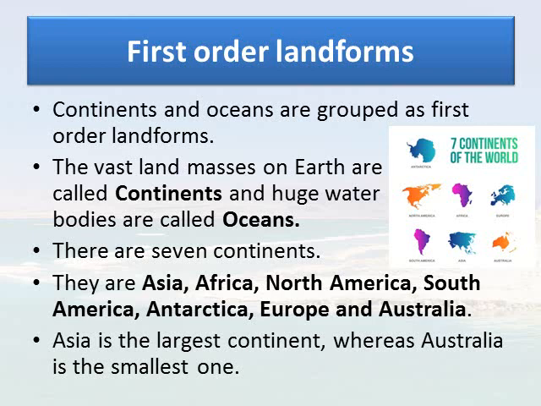There are 7 continents. They are Asia, Africa, North America, South America, Antarctica, Europe and Australia. Asia is the largest continent and Australia is the smallest one.